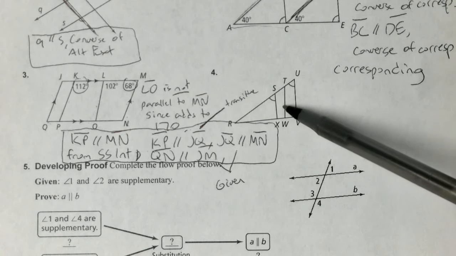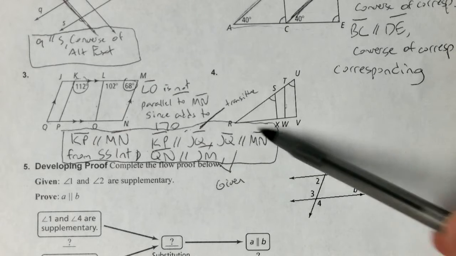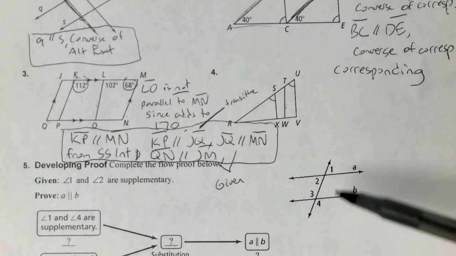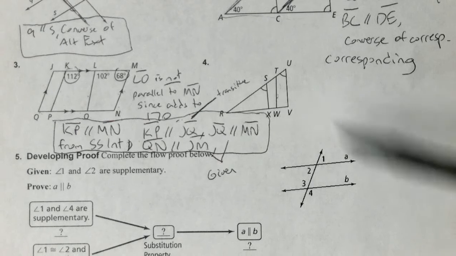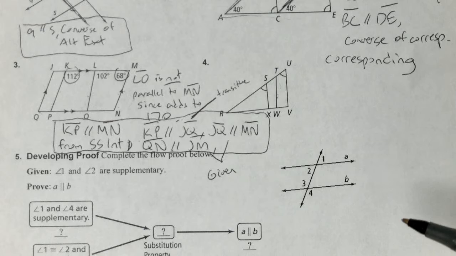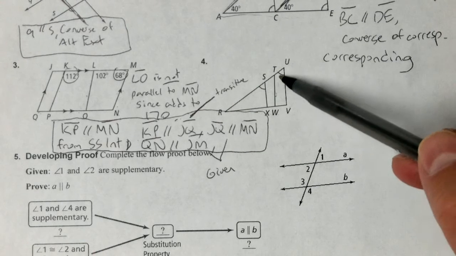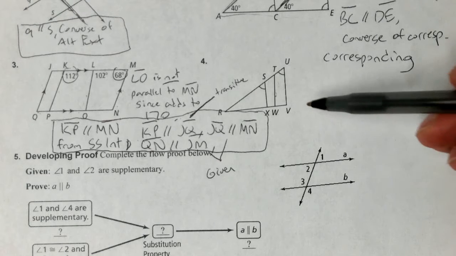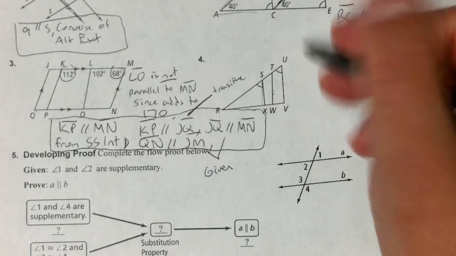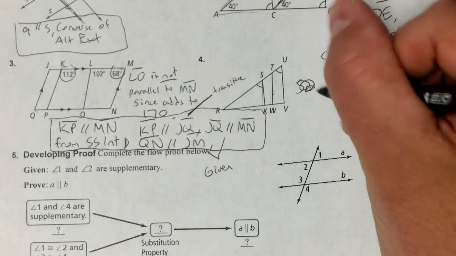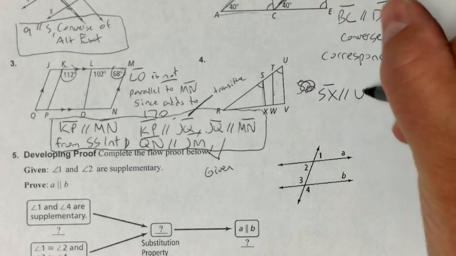Okay, the next one, if you're just looking at this one, there's this triangle, the next one, and the next one. And you can even say that this is a quadrilateral, this is a quadrilateral, and that's a triangle. So think about different ways to look at it. But what we're concerned about right now is this angle with that angle, because they're marked as equal. So that means that these lines would be parallel. So it's SX parallel to UV.